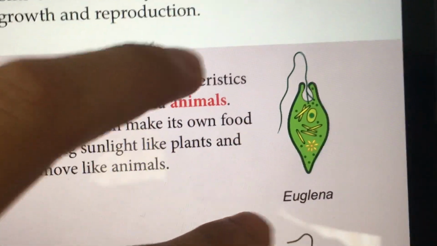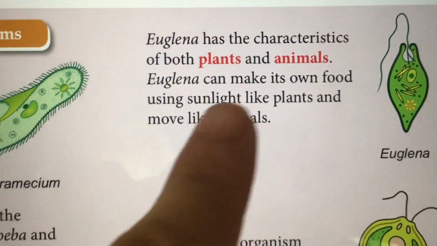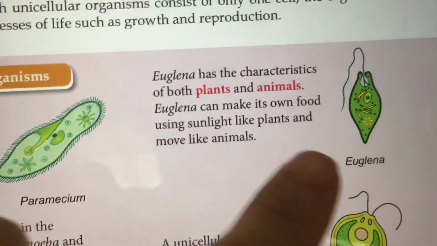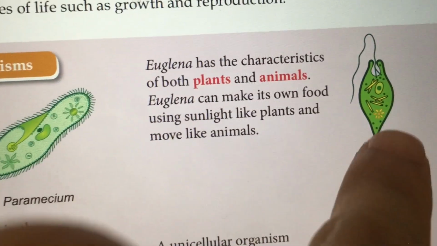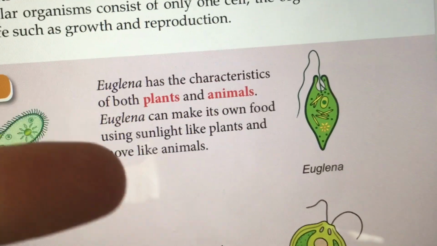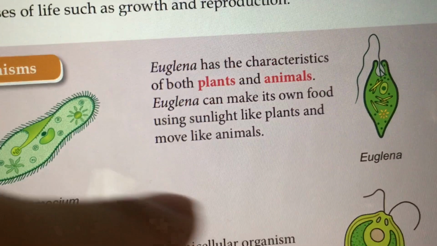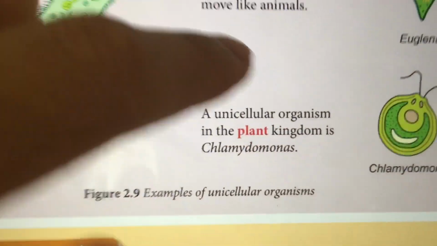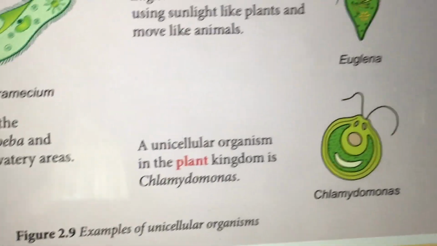Right, euglena, dia ada karakteristik both plants and animals. Maksudnya dia boleh diklasifikasikan sebagai haiwan ataupun tumbuhan. Okay, it has chloroplast, which is why it's green. Dia ada chloroplast sebab tu dia color hijau. Dan dia ada macam ekor ni sebab tu dia macam haiwan. Alright. And chlamydomonas over here, it's a plant cell.